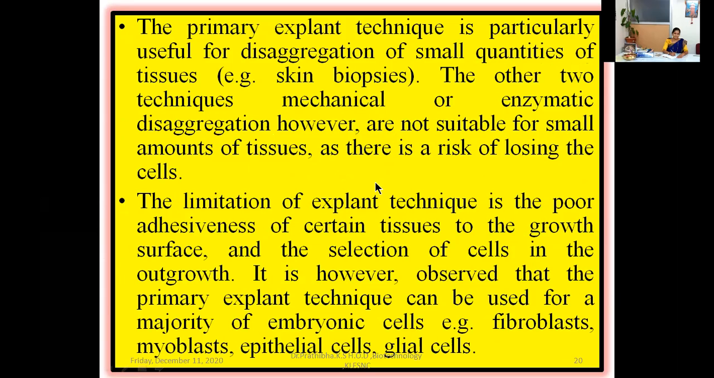The limitation of the explant technique is the poor adhesiveness of certain tissues to the growth surface and the selection of the cells in the outgrowth. It is, however, observed that the primary explant technique can be used for a majority of embryonic cells, for example fibroblasts and myoblasts, epithelial cells, glial cells.